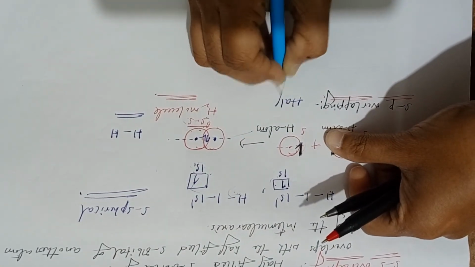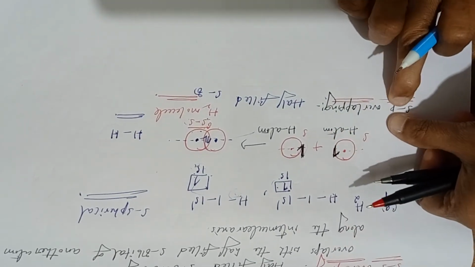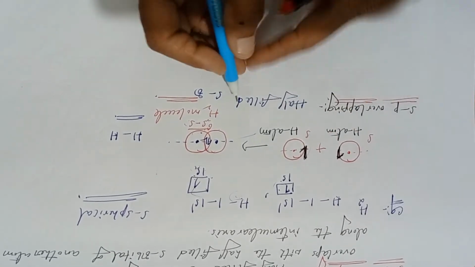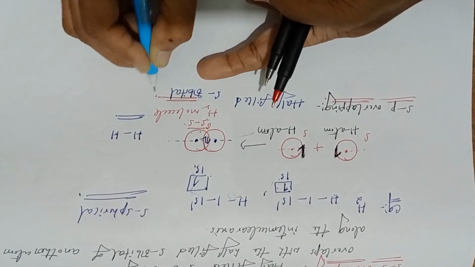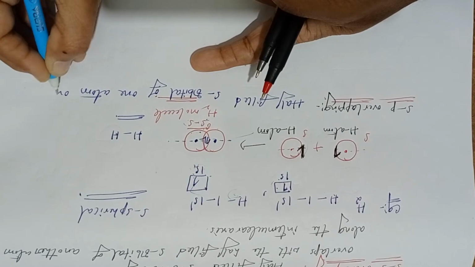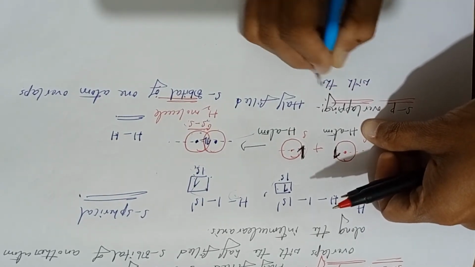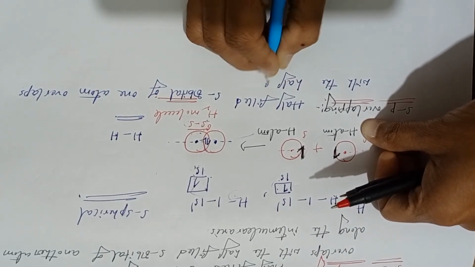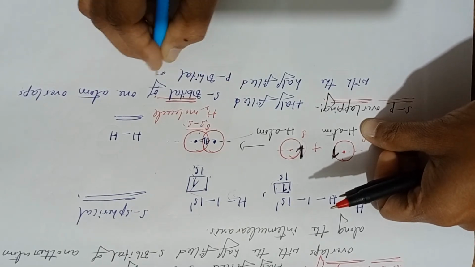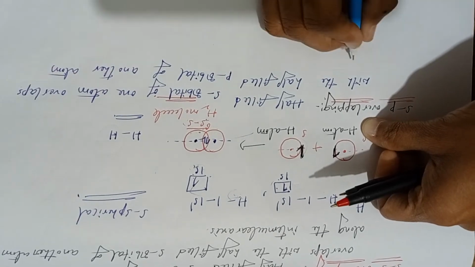Half filled s orbital. This is the s orbital, and this is the p orbital. So the s orbital and p orbital undergo overlapping. So a half filled s orbital of one atom overlaps with the half filled p orbital of another atom. Clear?